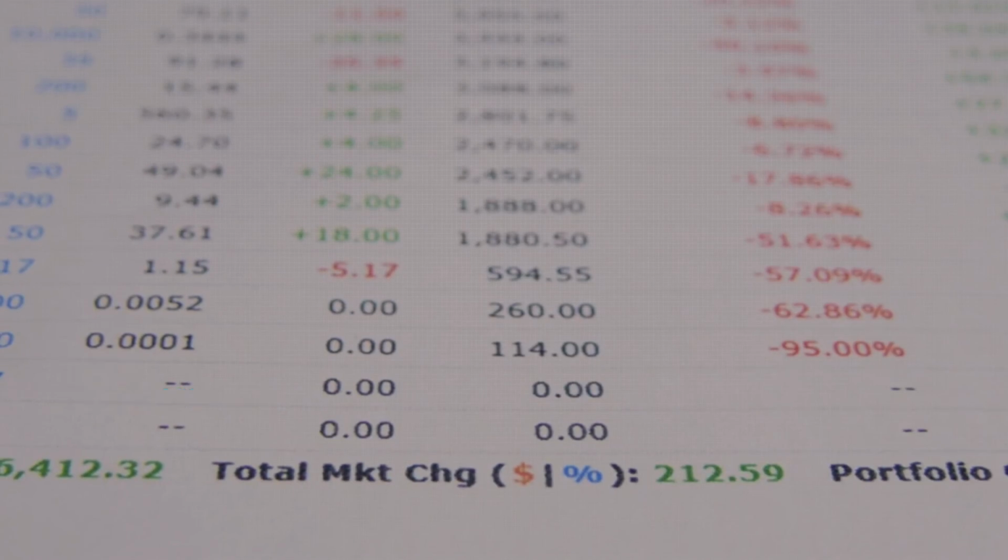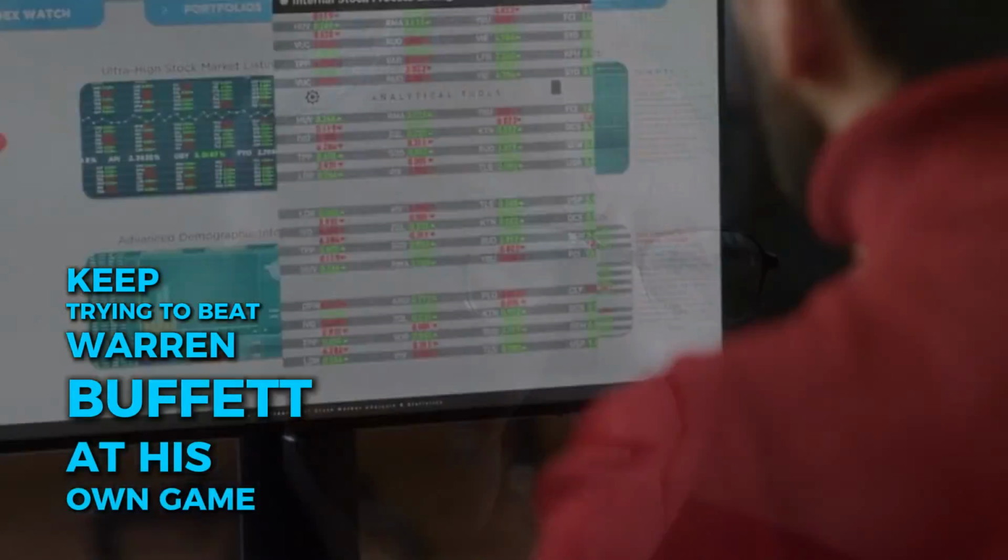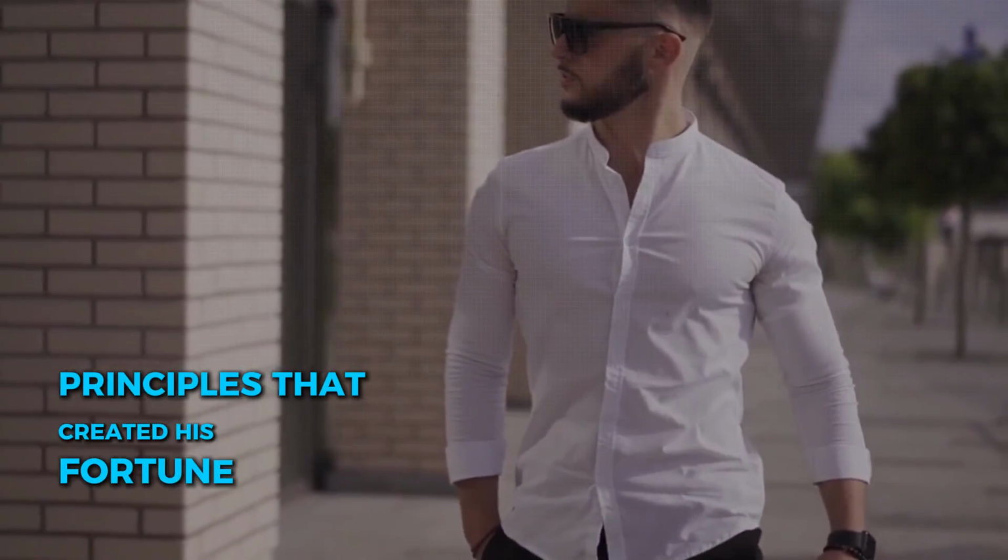The choice is yours. Keep trying to beat Warren Buffett at his own game, or join him by following the simple principles that created his fortune.